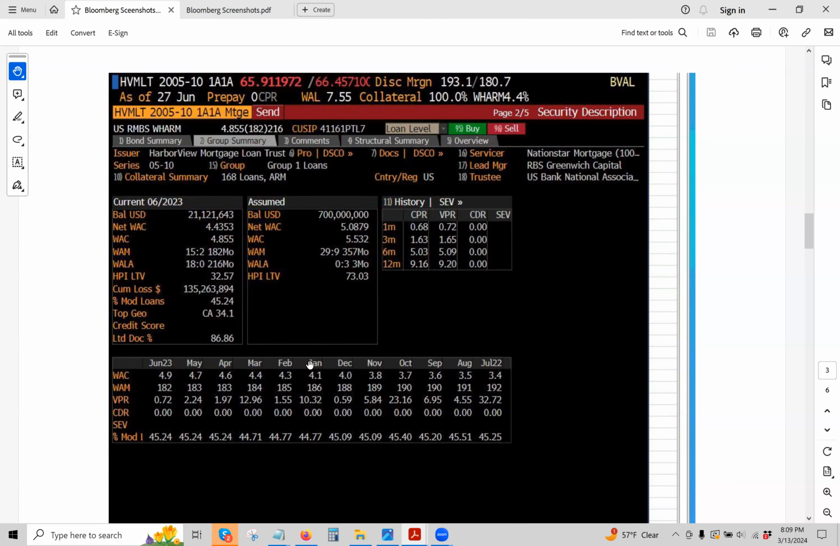For those of you that are wondering, sometimes that could be a good question that people ask: how many loans are in a trust? Well, in this one here, you see there are 168 loans in this trust. And this is a mortgage-backed securitization trust, so this is going to be 168 mortgage loans that have been securitized.